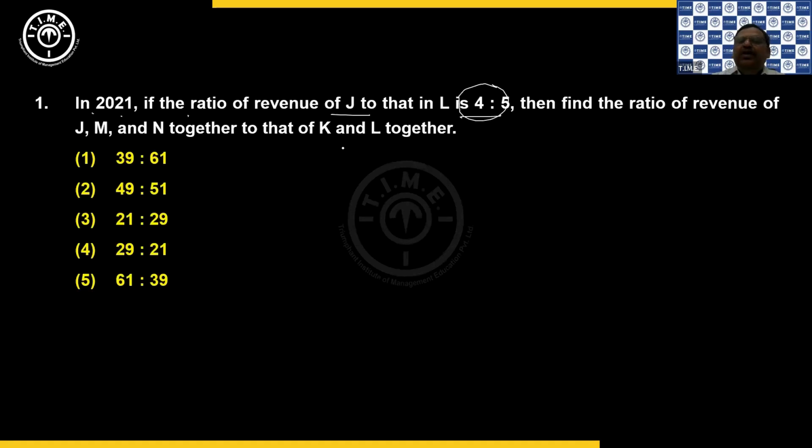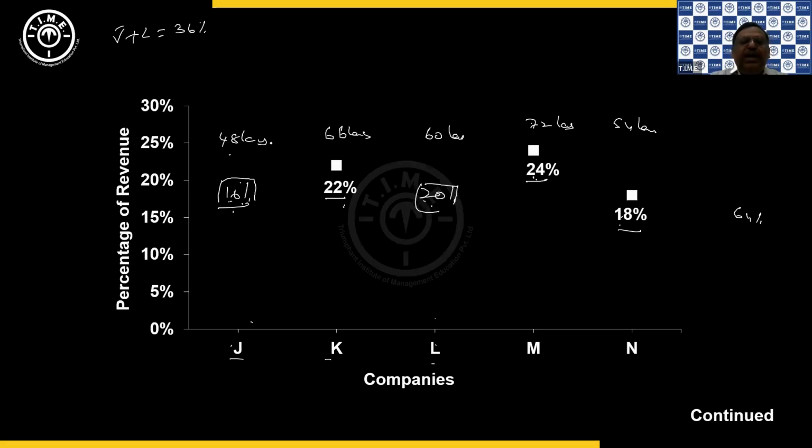Now, what is the question? The ratio of J, M, N together to K, L together. JMN, how much is it? See, you don't need to calculate actual values. You can say J is 16, M is 24, N is 18, that is 58%. K and L will be 42%. That's enough. You don't need amounts because you need the ratio. 58:42 means you can say 29:21.